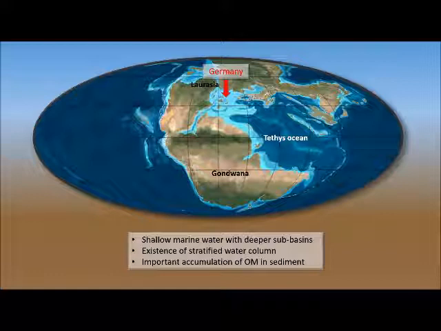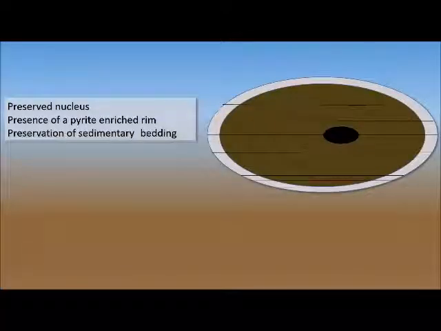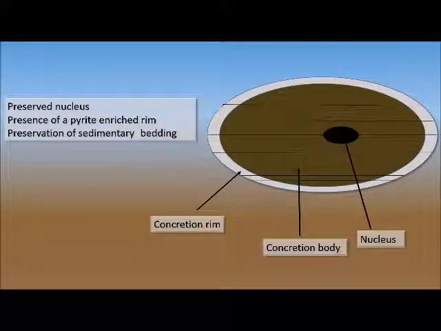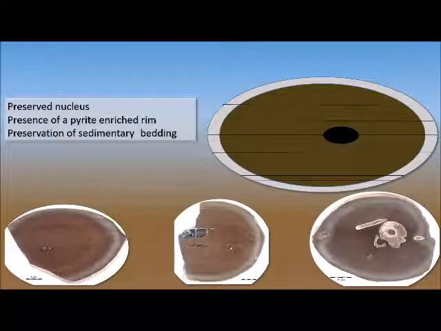Well, anyway. So what do the 3 carbonate concretions I'm presenting here have in common? They have a preserved nucleus. So earlier it was the Nemo fish. In the concretion with the fossil, it was the myriapods, the crocodile. Here it's this little blob. We have the presence of an enriched pyrite rim and of sedimentary bedding. So I'm going to refer to them as concretion rim or pyrite rim, concretion body, and nucleus. And here are the 3 concretions.